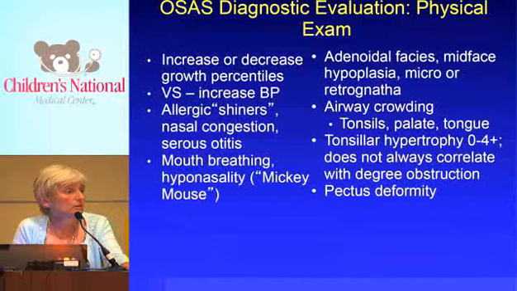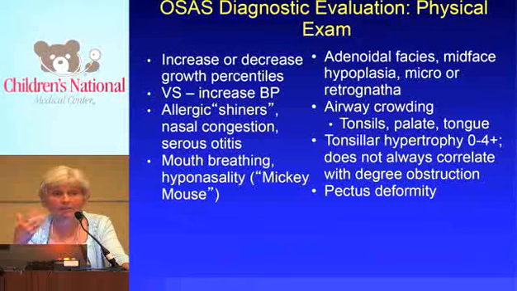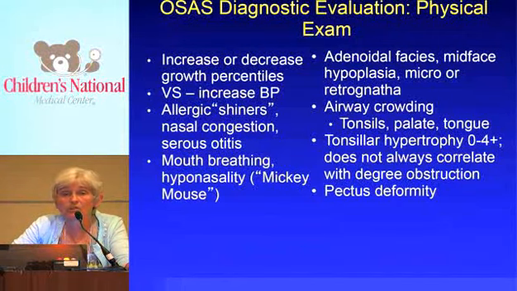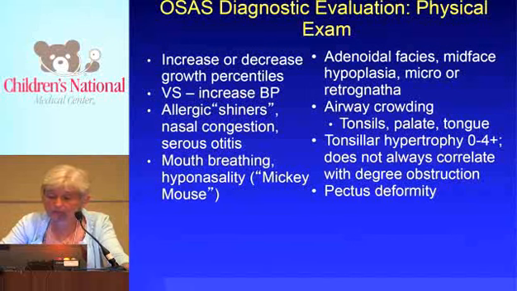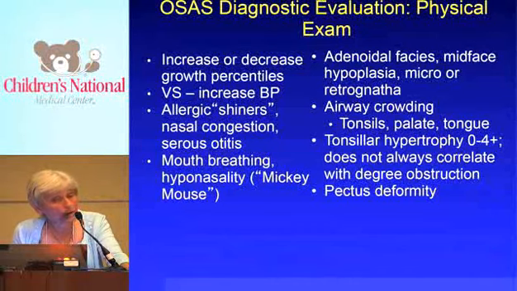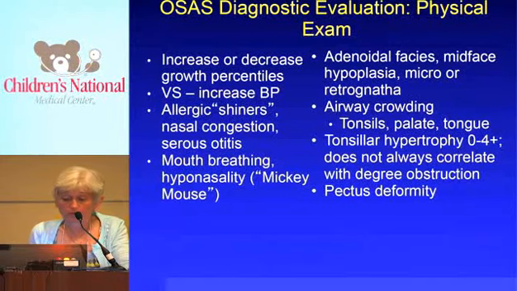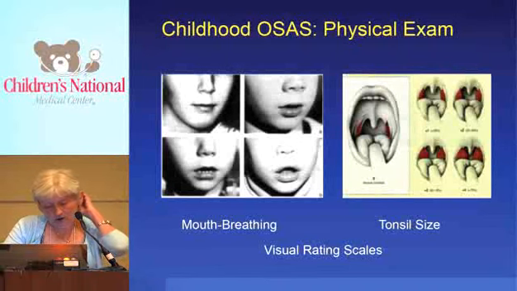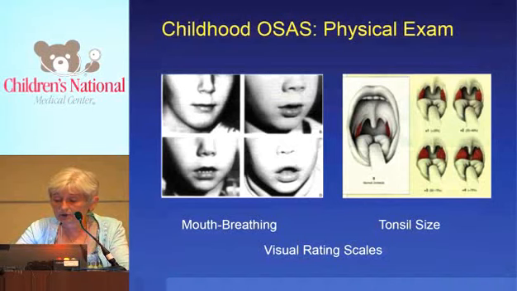A quick and dirty little screen for hyponasality is to have the child repeat a phrase with consonants, Mickey Mouse, my name is money, with their nose unoccluded and occluded. And if they sound pretty much the same, then they probably have fairly significant either adenoidal hypertrophy or other forms of nasal occlusion. You may see adenoidal facies, airway crowding. Tonsillar hypertrophy is common but doesn't necessarily correlate with the degree of obstruction. This is just a visual picture of mouth breathing, different degrees of mouth breathing.